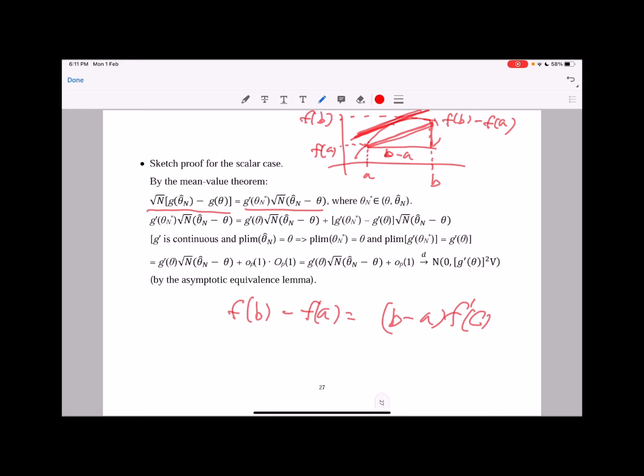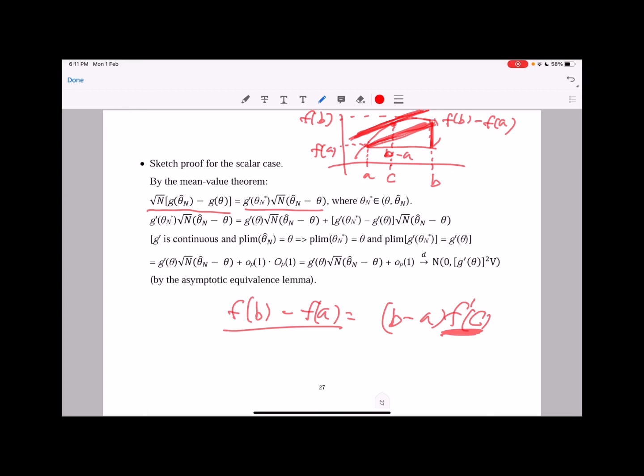And this is the point c, right? The slope here is the same as the slope here, so b minus a times the slope f prime c equals f(b) minus f(a), which equals this guy times the slope here. And that's the mean value theorem, and we already talked about that in the math revision.